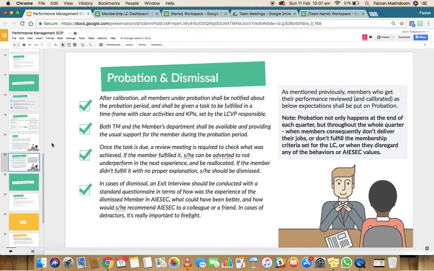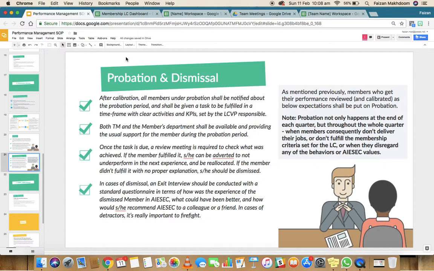After calibration, all members under probation are to be notified about the probation period, and they are given a task to be fulfilled within the time frame with clear activities and KPIs set by the LCVP responsible. Within that time frame, their tasks are tracked, and at the end of that time frame, it is decided whether or not the member has been able to achieve or hit their minimums. If there has been any positive result or increase in their performances, then that is to be taken into consideration. However, if the member fails to achieve on a consistent level, that can be grounds for further dismissal.